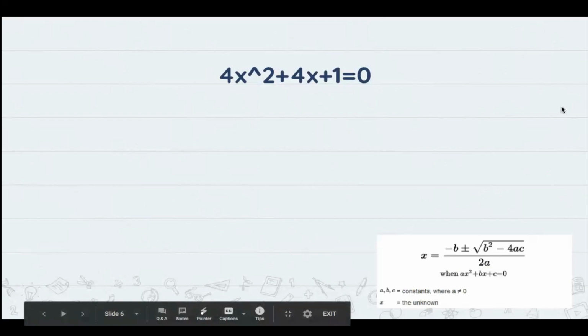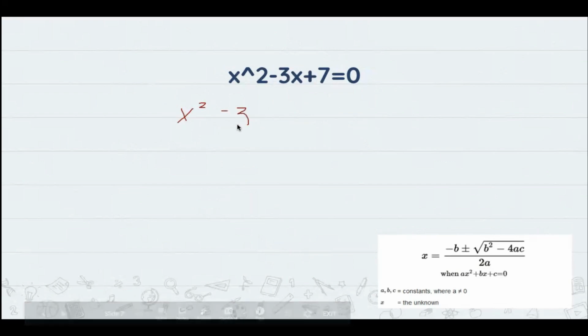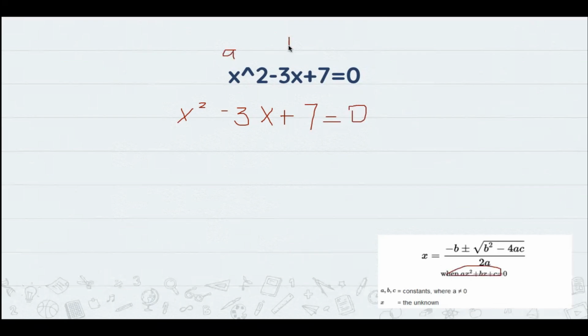Let's do the next example. Same thing, we'll just rewrite it. x squared minus 3x plus 7 equals 0. We know our A, we know our B, we know our C according to this over here. So x, negative b, negative, and our b is negative 3. So we'll put that in parentheses, plus or minus radical.